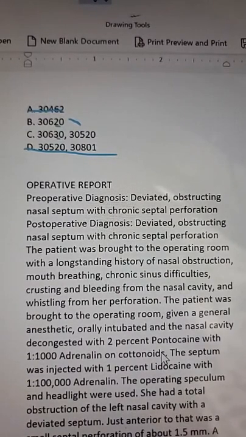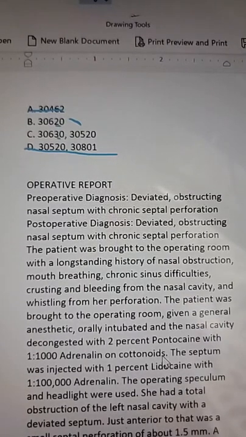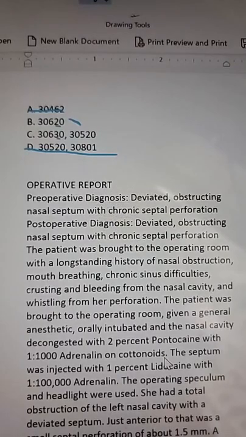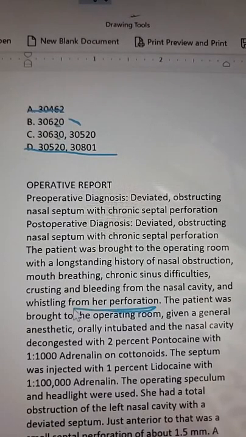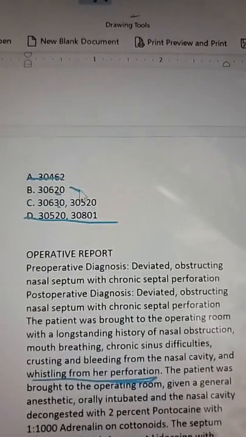We know they had the dermoplasty. We know it's the 20. We just need to know if they did a nasal repair of the septal holes. Was there any holes? Yes, they did. Y'all see that? Her perforation. You're right. Yep, she had holes too. So that's why we are definitely doing C.